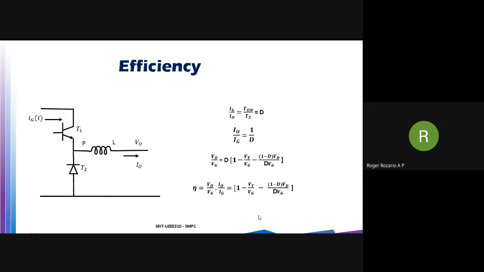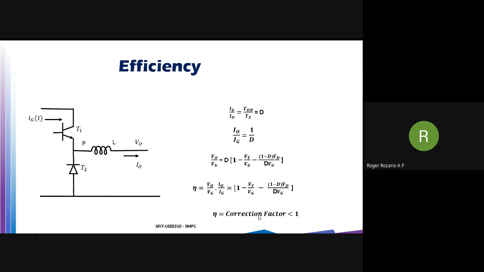Correction factor is always less than 1. So efficiency of the DC to DC converter with the switch non-ideality will be less than 1. Because of this conduction drop in the switches T1 and T2, the efficiency of the converter is less than 1 by this correction factor. And the correction factor constitutes two ratios, Vt by Vg, and the second ratio is 1 minus the duty cycle multiplied by the diode voltage drop divided by the duty cycle multiplied by the input voltage Vg. So we have seen two non-idealities as of now.